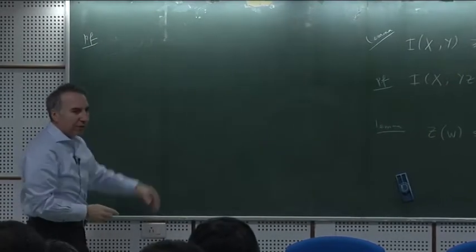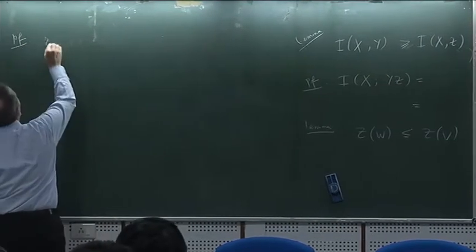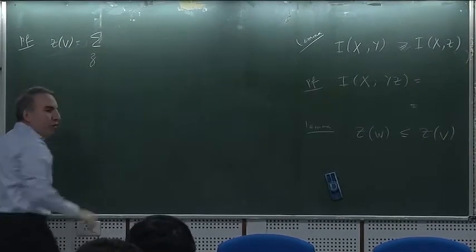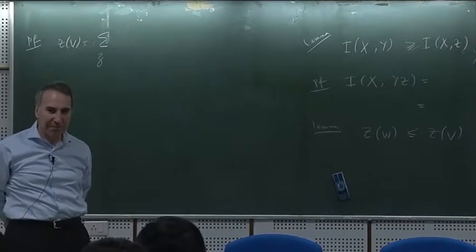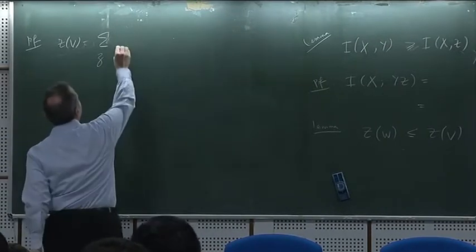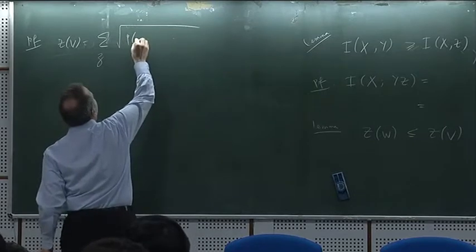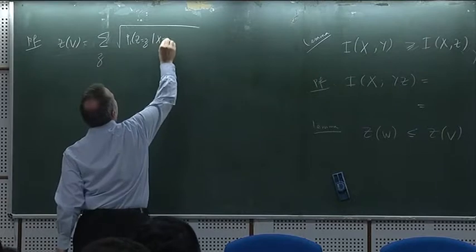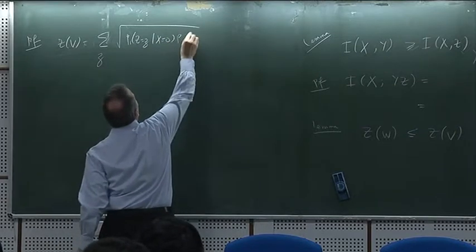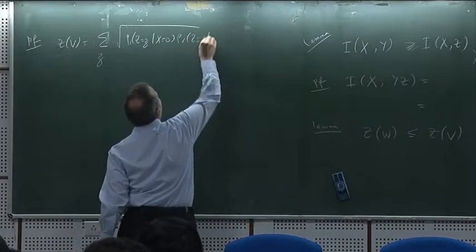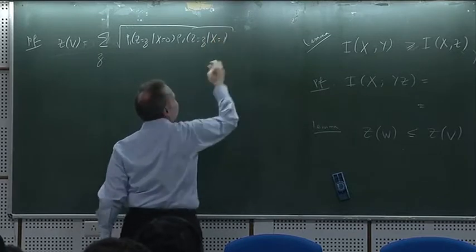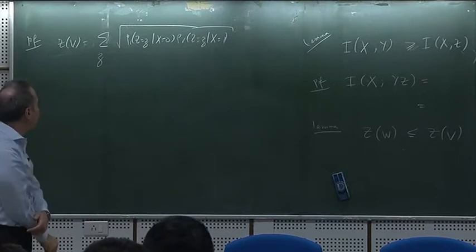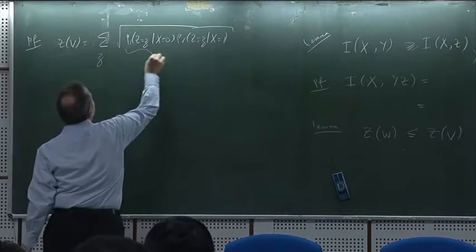So let's take a look at this Z of V. I'm supposed to go over all outputs of the channel V. I'm supposed to write down the probability that the channel output is equal to Z, conditioned on X being equal to 0, times the probability that the output is equal to Z, conditioned on X being equal to 1. That's the definition of the Bhattacharyya parameter of a channel. Now what is this?